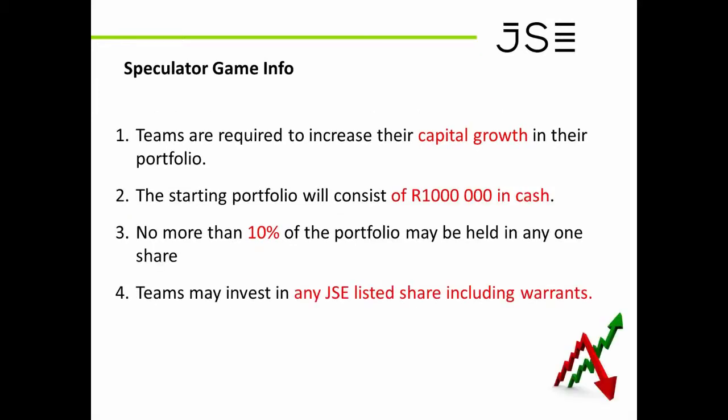And then the speculator game is very similar to equity. The only difference is your portfolio starts with R1 million cash. On Monday, you'll be holding no shares, and you need to start selecting shares. No more than 10% can be held in any one share. Teams may invest in any JSE listed share, including warrants. There are 391 companies listed on the JSE currently. You can buy any of the 391, plus in this game, you can trade warrants.